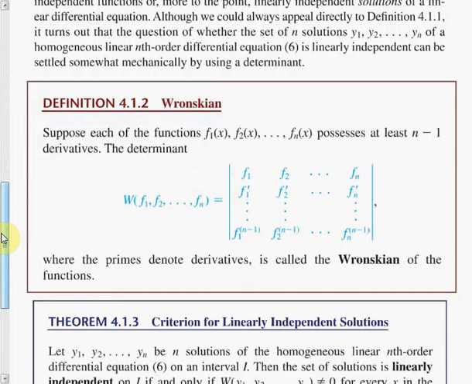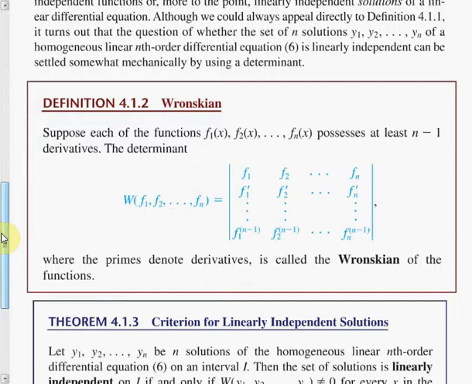So we said that the determinant here of these functions, basically I take each column, the head position of the column is the function, and below it would be its derivative. So if I've got 3 functions, then below each function is going to be the first derivative, the second derivative. So if it's n, I look at n minus 1 derivatives.